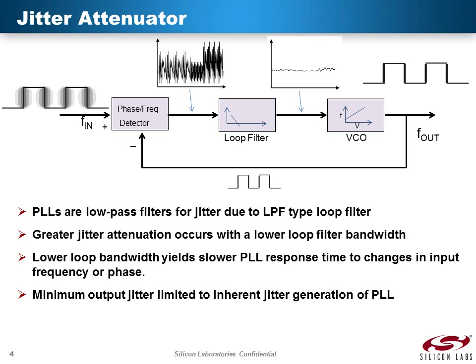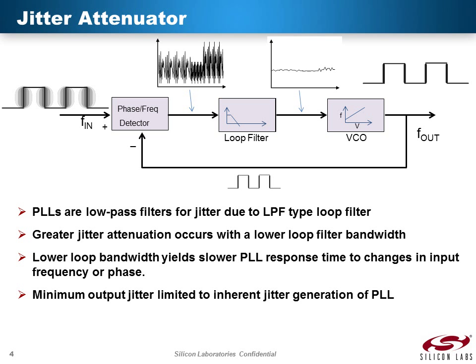Let's take a closer look at one application of a PLL, clock jitter attenuation. Jitter attenuation is an example of exploiting the jitter transfer characteristic of a PLL. A PLL's response to jitter can be characterized as low pass due to the use of a low pass filter to filter the phase detector output. This low pass filter, in part, governs the VCO's response to deviations in clock frequency and phase.